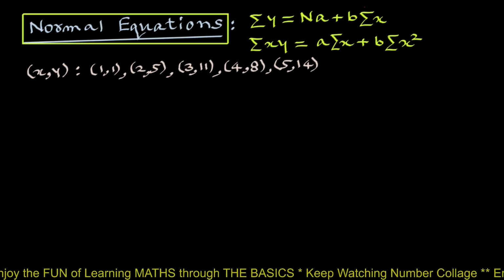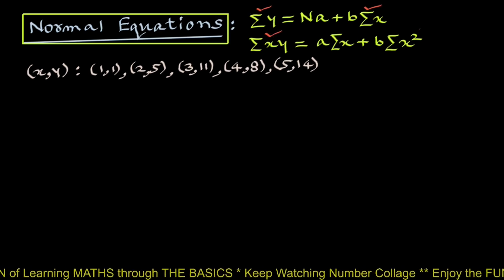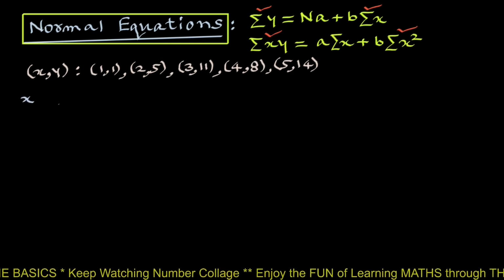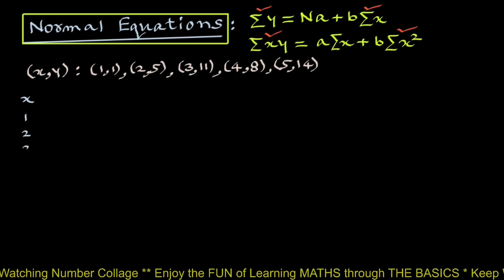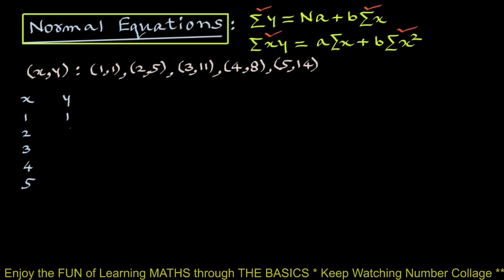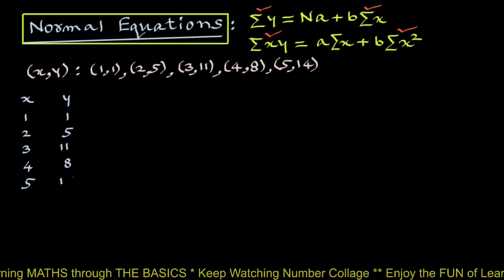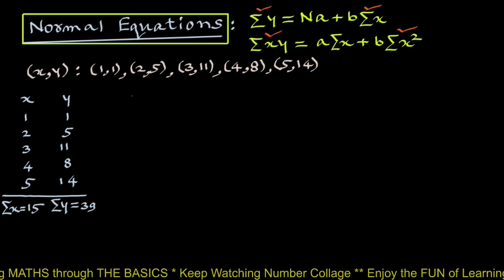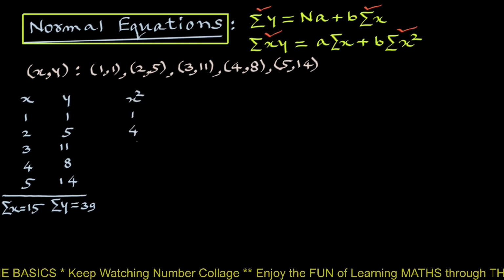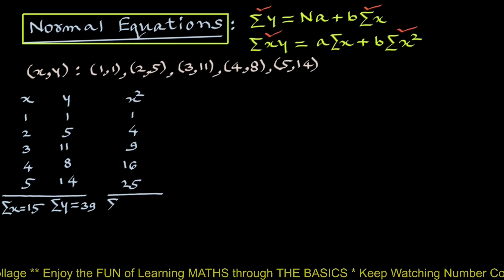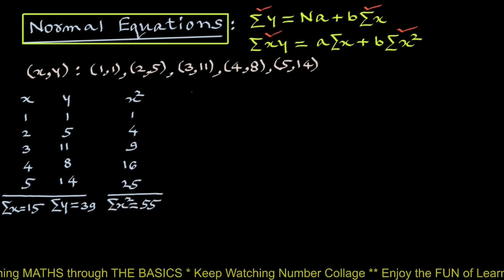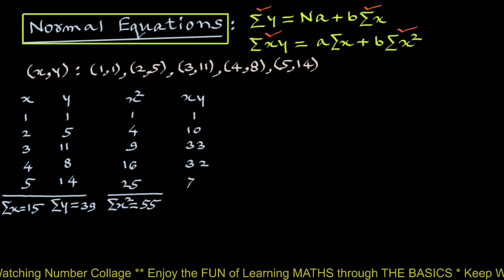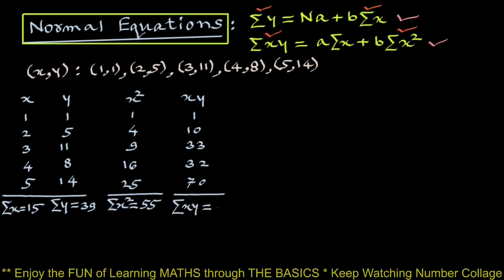For that, we shall need summation x, summation y, summation xy and summation x square. We will prepare a table, values of x 1, 2, etc. and 5, values of y 1, 5, etc. and 14. Summation x will be 15 and summation y 39. Next we find x square 1, 4, etc. and 25, and summation x square will be 55. Next we find product xy 1, 10, etc. and 70, and summation xy will be 146.